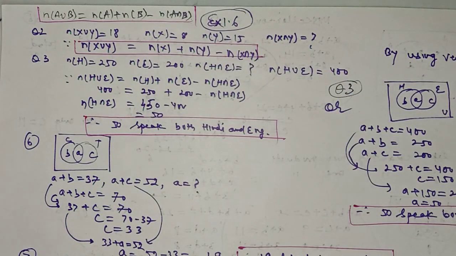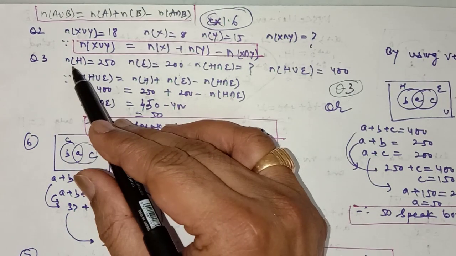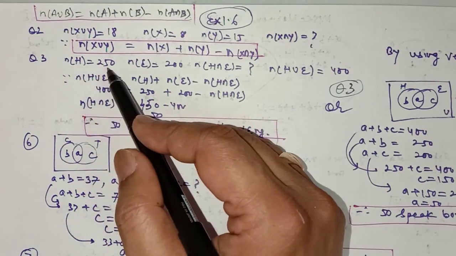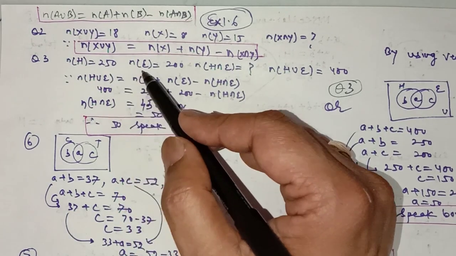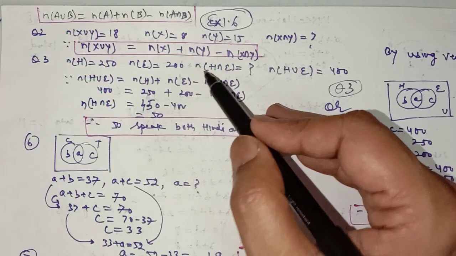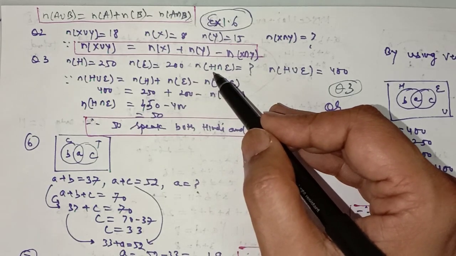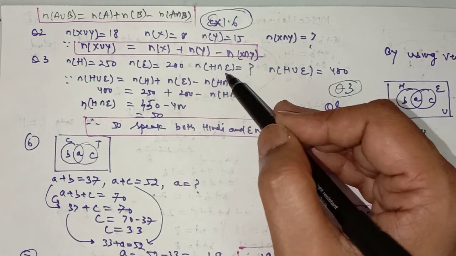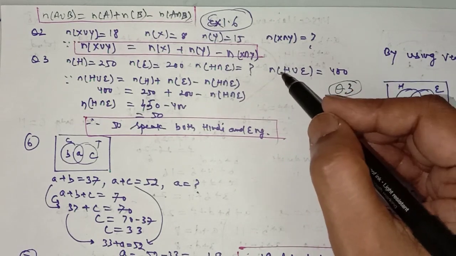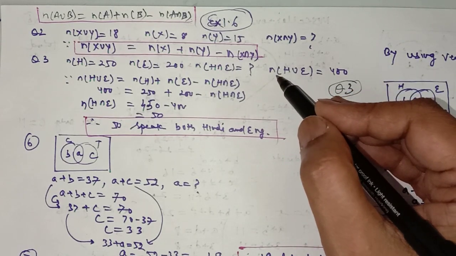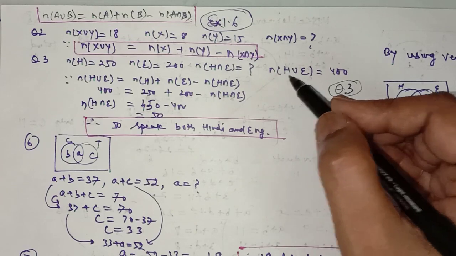In a group of 400 people, 250 speak Hindi. So the number of persons speaking Hindi is 250, it is given, and the number of persons speaking English is 200. Then you have to find how many persons speak both the languages, that is Hindi and English. And for Hindi union English, the total number of persons is given, that is 400.